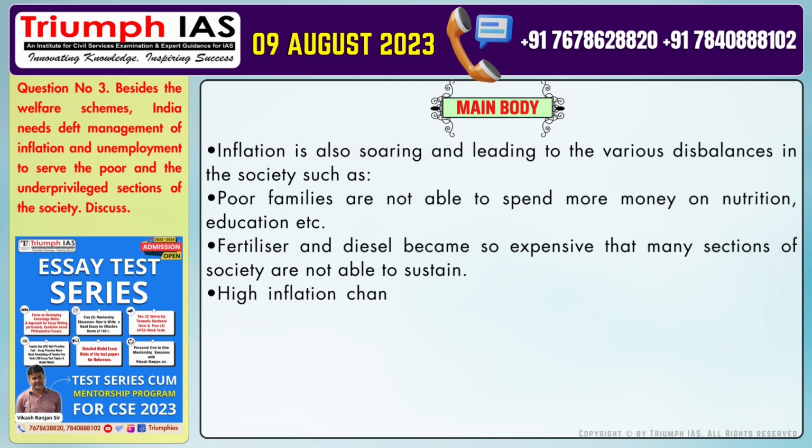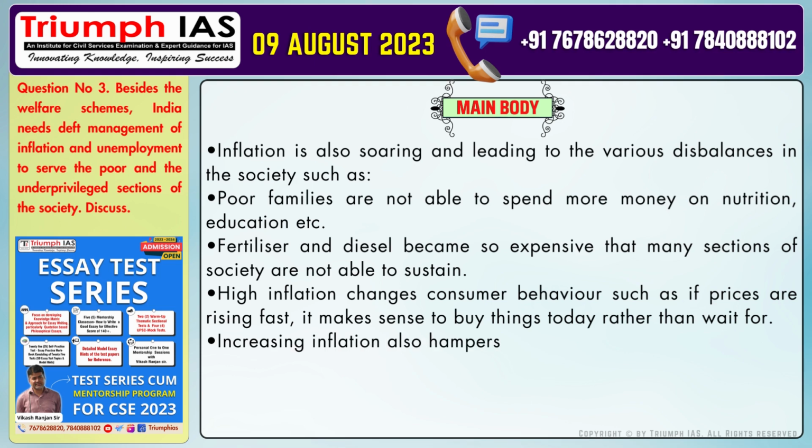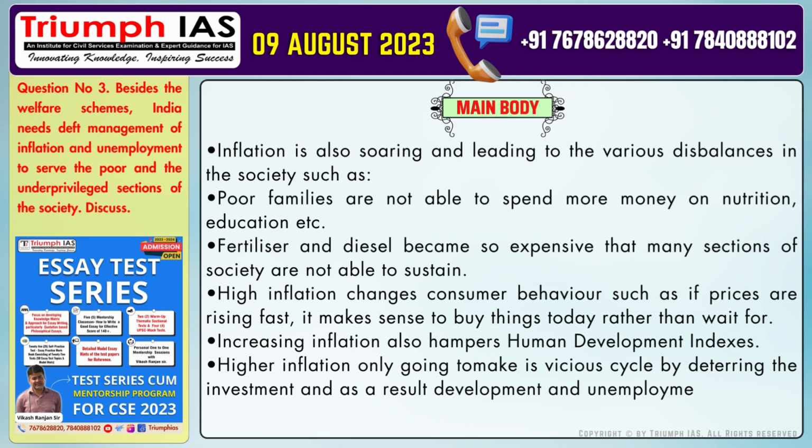Number 12. High inflation changes consumer behavior, such as if prices are rising fast, it makes sense to buy things today rather than wait. Number 13. Increasing inflation also hampers human development indexes. Number 14. Higher inflation is only going to make a vicious cycle by deterring the investment and, as a result, development and unemployment.